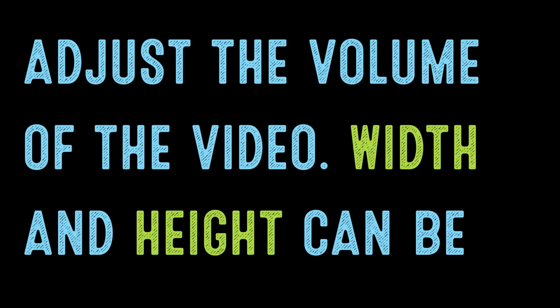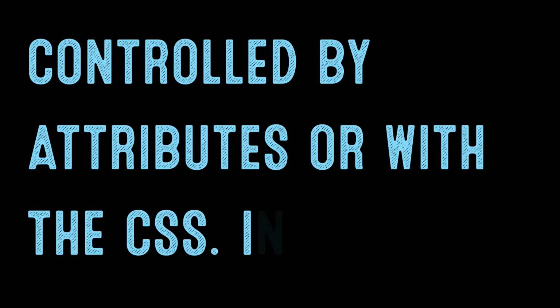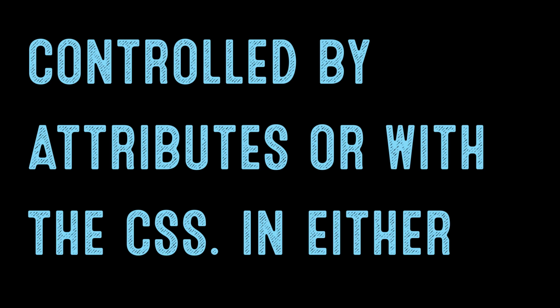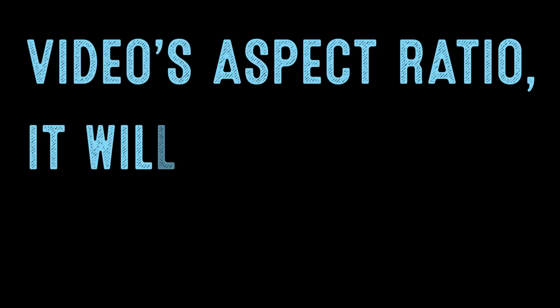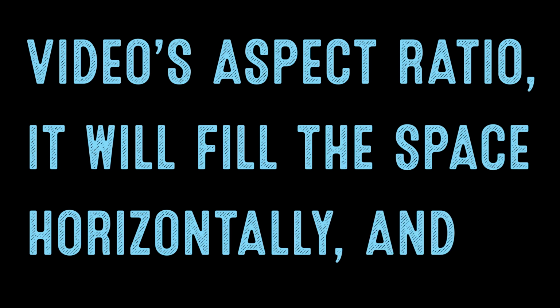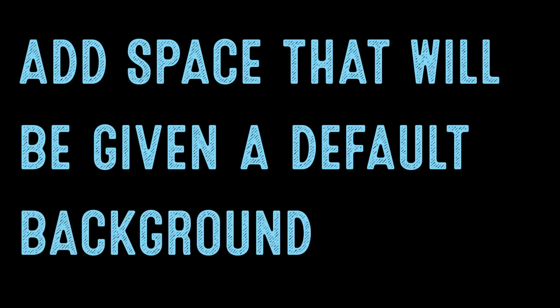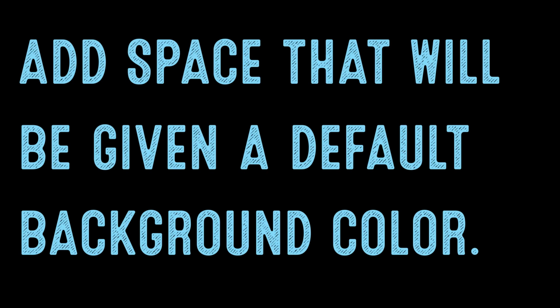Width and height can be controlled by attributes or with CSS. In either case, the video will maintain its aspect ratio or native width to height ratio. If the size you set does not match the video's aspect ratio, it will fill the space horizontally and add any additional space that will be given a default background color.